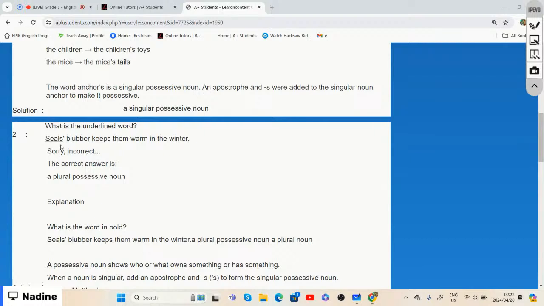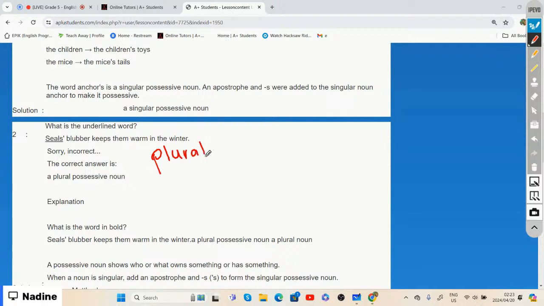All right. So we're going to say seals'. Remember we said with a plural possessive noun, if the word ends with an S, all we do is add an apostrophe to show the possessive, because the word is already ending with an S. So all we do is add an apostrophe at the end. So it's seals' blubber. So, yes, like you said, it is a plural possessive noun.